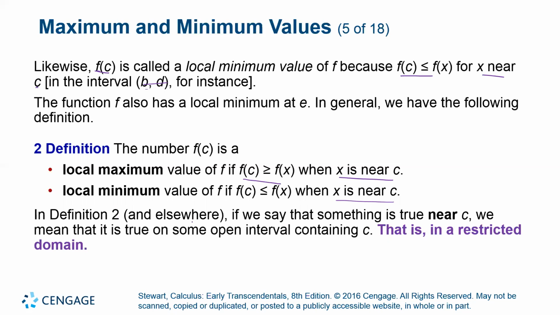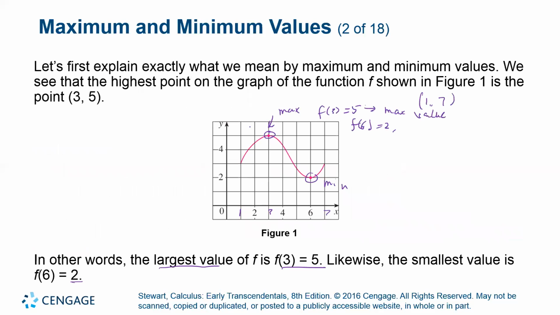Now, in fact, what we are saying is that when we say a statement is true near c, we mean that it is true on some open interval containing c. That is, when we restrict the domain, we have what we call the local maximum or local minimum. So if I go back to this graph that we talked about here, since the domain is restricted, of course, this function can go between the entire domain of the function, all right?